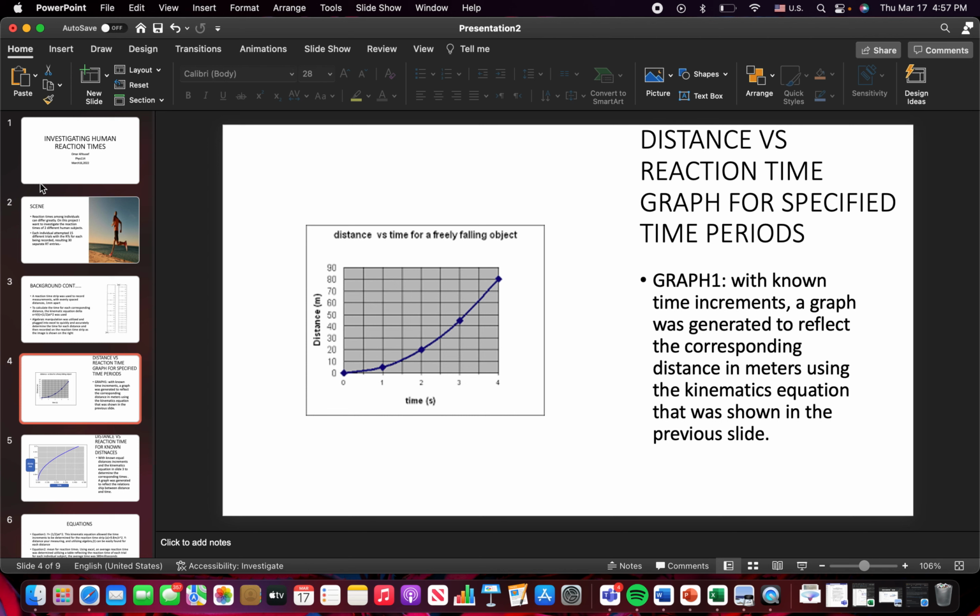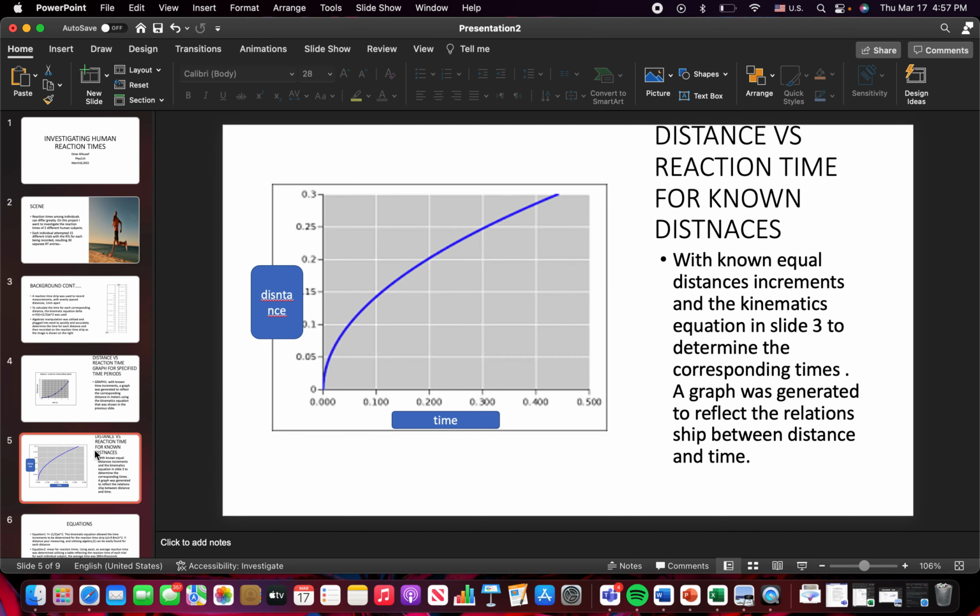Now this is what I wanted to show you: a distance versus reaction time graph, but with known time increments. This graph was generated to reflect the corresponding distance in meters using the kinematic equation that we showed previously in this slide. Now I want to show you the distance versus reaction time, but with known equal distance increments and the kinematics equation that we saw in slide 3 to determine the corresponding time. This graph was generated to show you the relationship between distance and time.